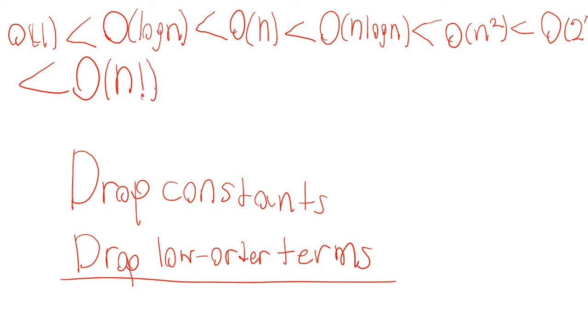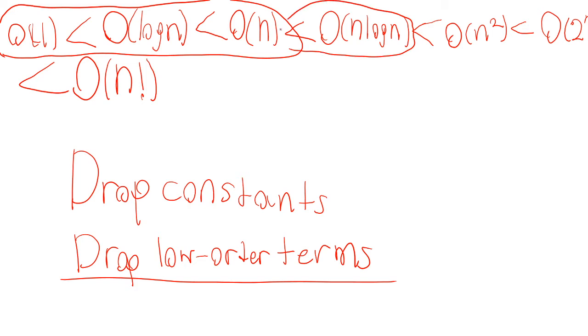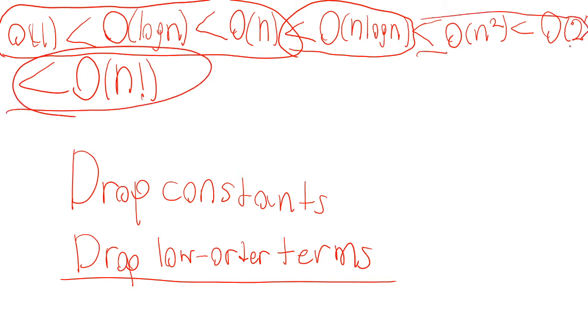Now, the good run times for an algorithm usually range somewhere around here. These are the good times. Big O of n log n would be considered okay. Big O of n squared and 2 to the n are ones that you want to avoid. All of these are ones that you want to avoid in your algorithm. So now let's get started with some examples.